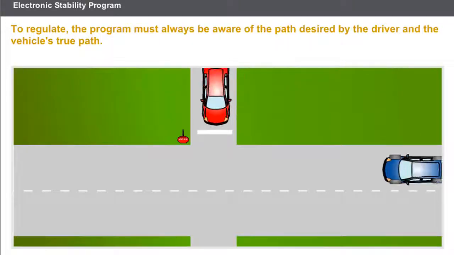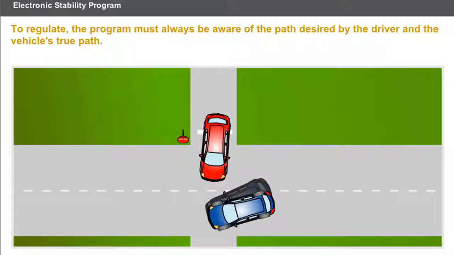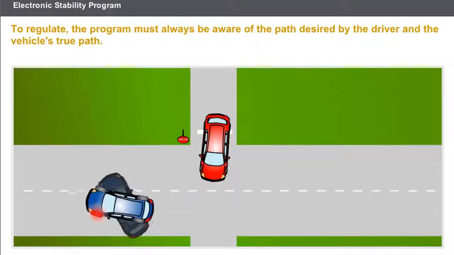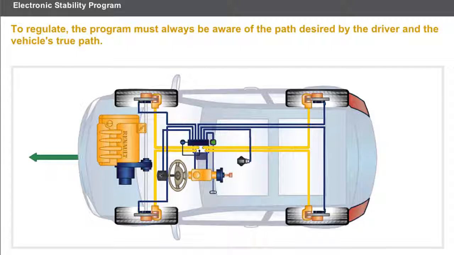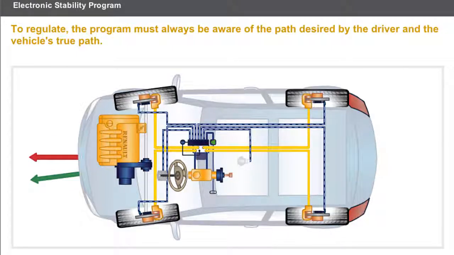Now let's take a look at the electrical operation of the Electronic Stability Program. To regulate, the program must always be aware of the path desired by the driver and the vehicle's true path. The computer receives information relating to the steering wheel angle, the yaw speed, and the transverse acceleration. During regulation, the system uses the information from the brake pressure sensor.